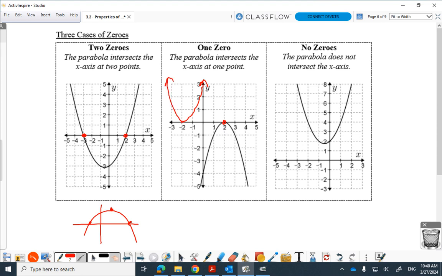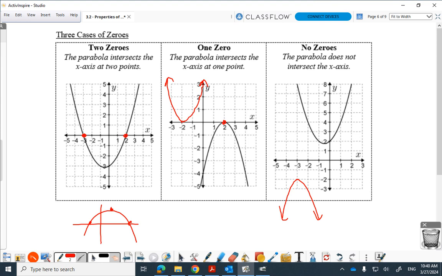But we can also get no zeros. So when solving these equations, we might find there's no answers. That's new and weird. And so if the vertex is above the x-axis and you're opening upwards, you don't get any zeros. Or if the vertex is below the x-axis and opening downwards, you're not going to get any zeros.